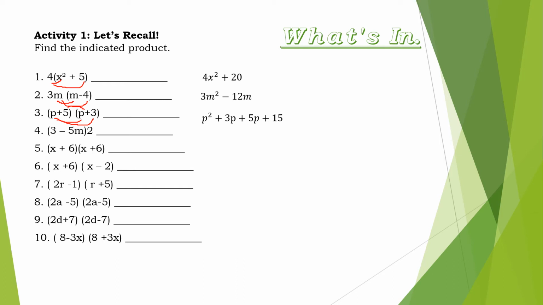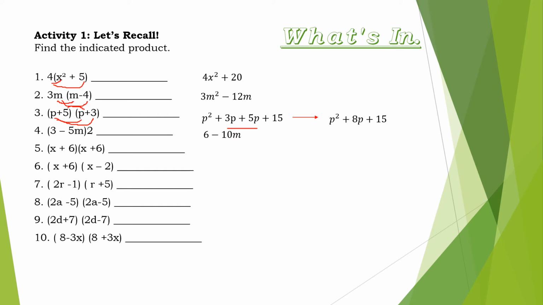5 times 3, that will become 15. So, let's add the same like terms. So, magiging p squared plus 8 plus 15. Okay? So, this is now a quadratic equation.